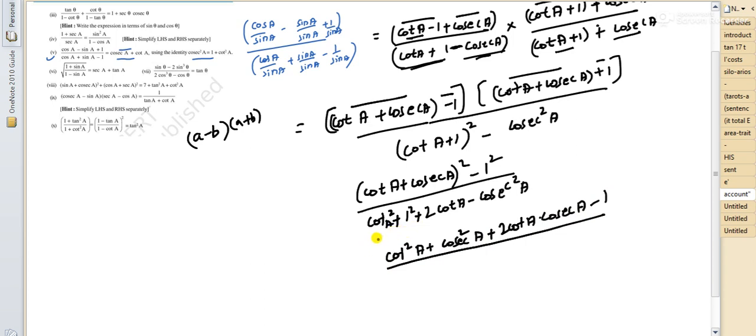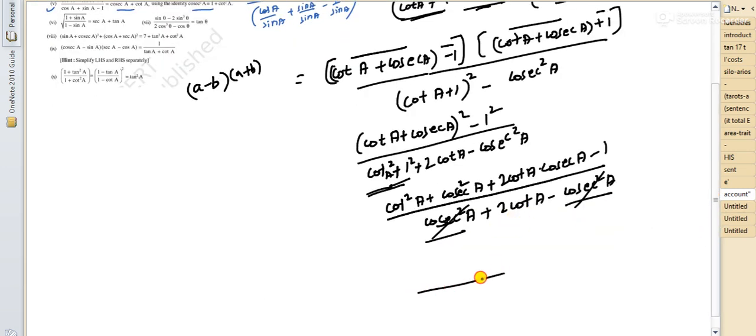See, what is cot square A plus 1? It is cosec square A, correct? So can I take that common? Yes, I can take cosec square A. I can write here cot square A plus 1 as plus cosec square A, right? And this is same, 2 cot A minus cosec square A. So this plus and minus will get cancelled. So we are left with only 2 cot A in denominator, correct? 2 cot A in denominator.